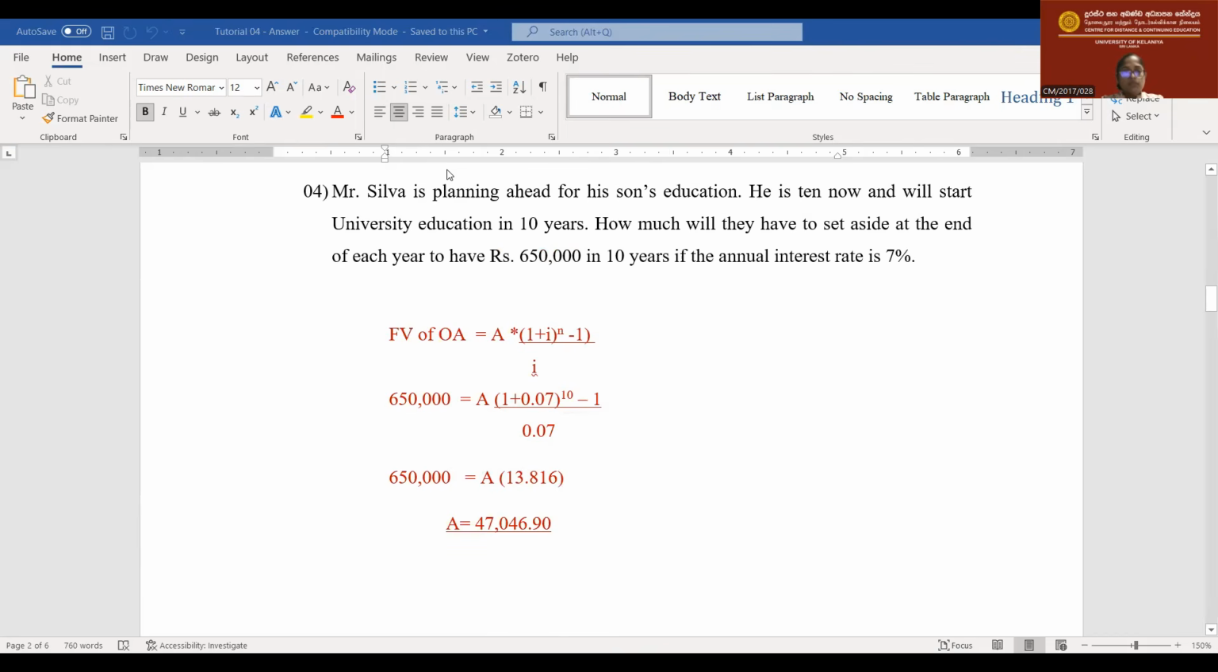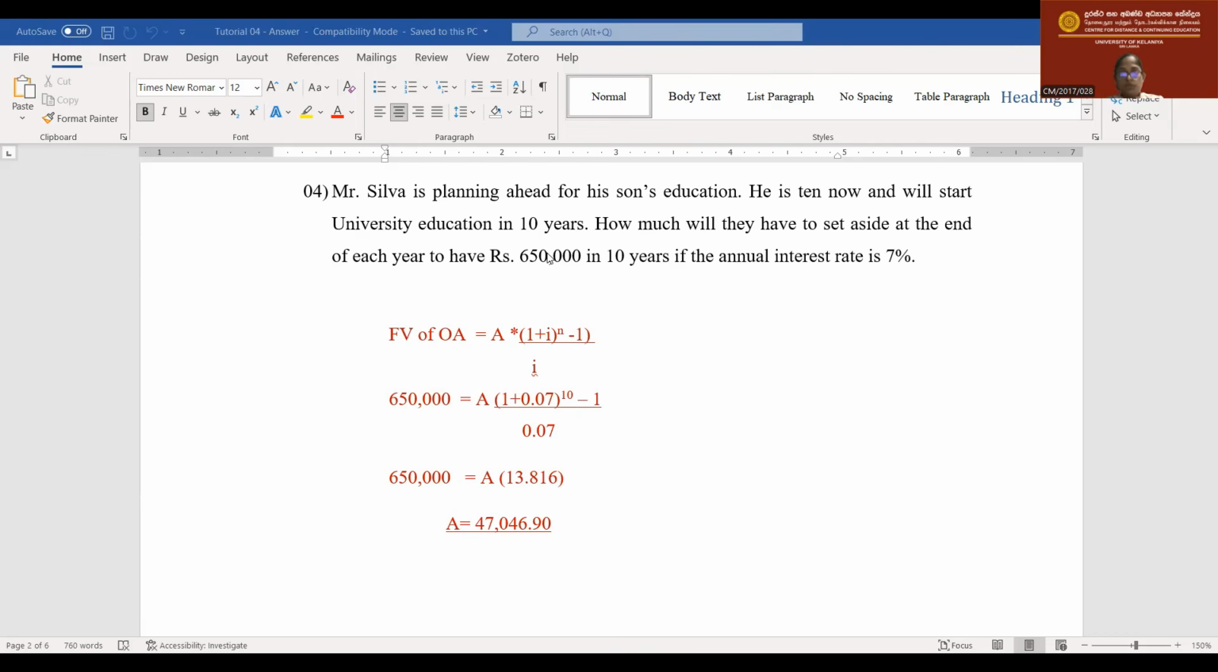Fourth one, Mr. Silva is planning ahead for his son's education. He's 10 now and will start university education in 10 years. How much will they have to set aside at the end of each year to have rupees 650,000 in 10 years, if the annual interest rate is 7%? So here, it's very clearly mentioned 650,000 in 10 years. We have to have 650,000 in our account after 10 years, right? Therefore, it's a future value. It's not the present value, right?